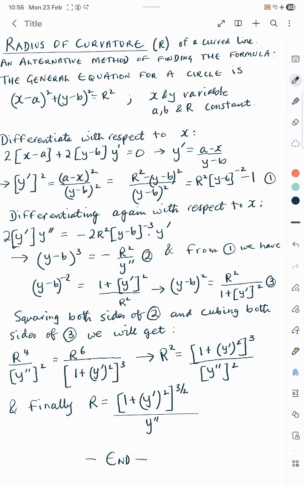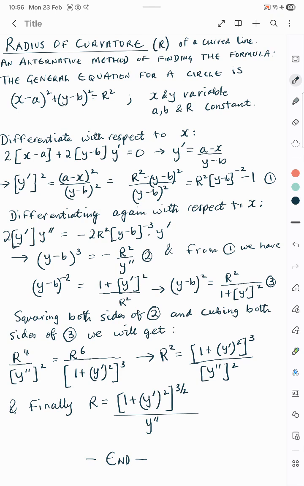Greetings. In this particular video, I want to find the radius of curvature, r, of a curved line by an alternative method. There are different ways of doing it, but this particular one, I think, has the advantage of not using trig functions at all, and also avoiding the use of the chain rule. And I think out of all of them, this one is the most straightforward way of doing it.